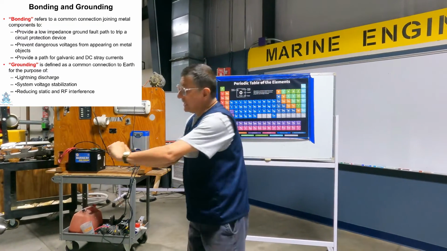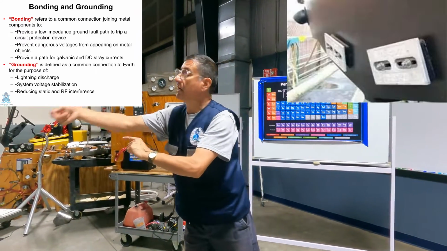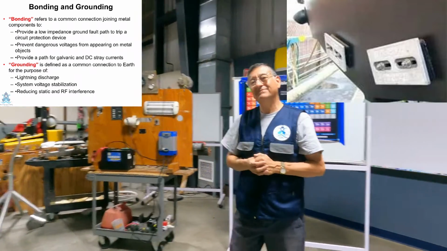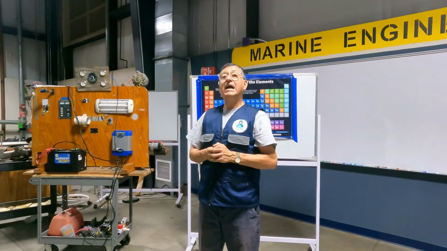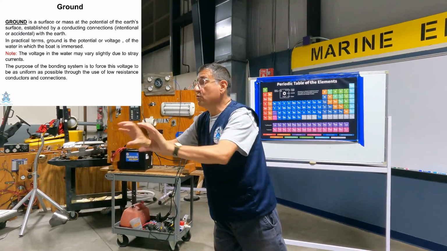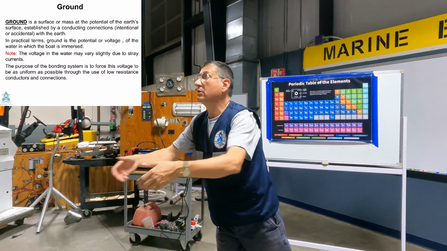And after that, that conductor will be connected externally with the sacrificial anodes. This is grounding. And the relation between those anodes, the water and the ground, this is the ground.